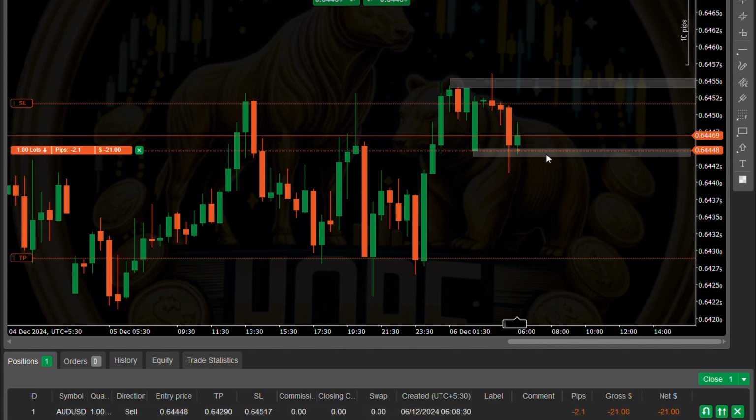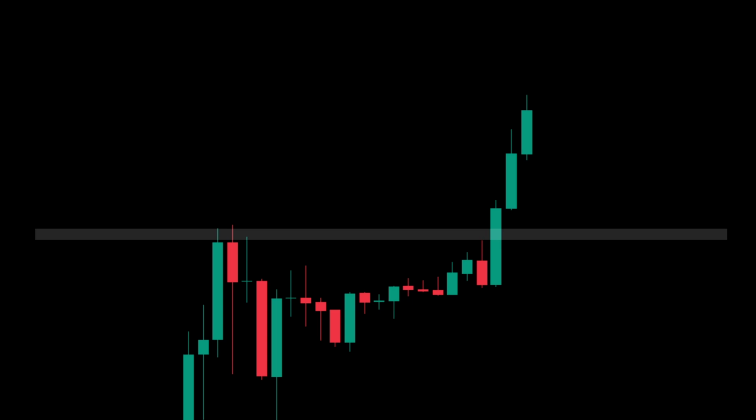Let's see our first example. See, this is our first example. Price is in an uptrend. This is our resistance. Why do we take this resistance? Why don't we take this or this as our resistance?